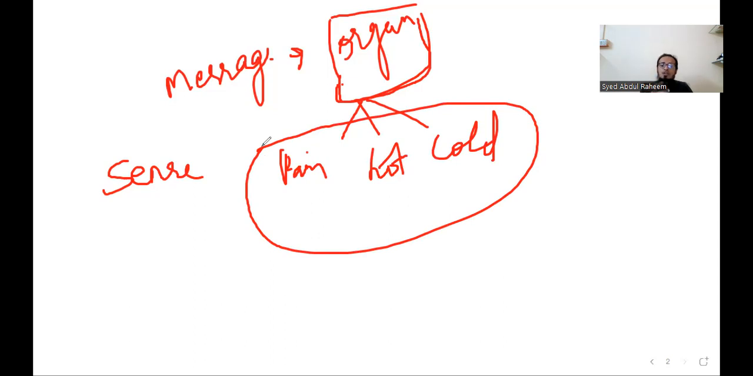How does it give the message? The tissue, whether nervous tissue, muscular tissue, cardiac tissue, or smooth muscle tissue, gives it in the form of sense. The most common is the pain sense.